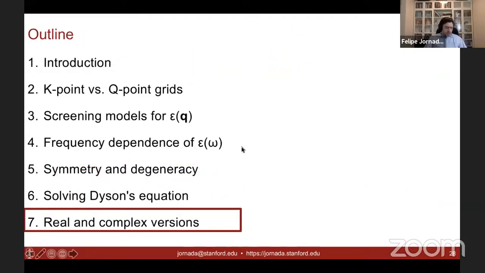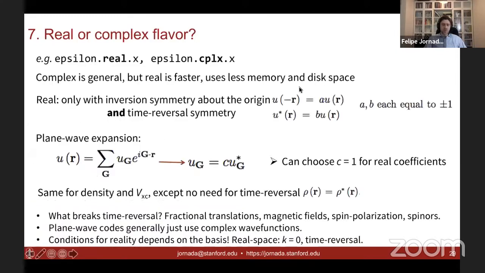And the last issue that I want to talk about today involves the real and complex versions of the code. When you compile BerkeleyGW, you're going to see there are a bunch of binary files. Some of them are, for instance, called epsilon.real.x, and the other is known as epsilon.complex.x. So why do we have those two versions? Well, we call those two versions two different flavors. Basically, the code can be run in the complex flavor or the real flavor. The complex flavor is general, it can work for any system. But the real flavor is faster, it uses less memory and also less disk space.